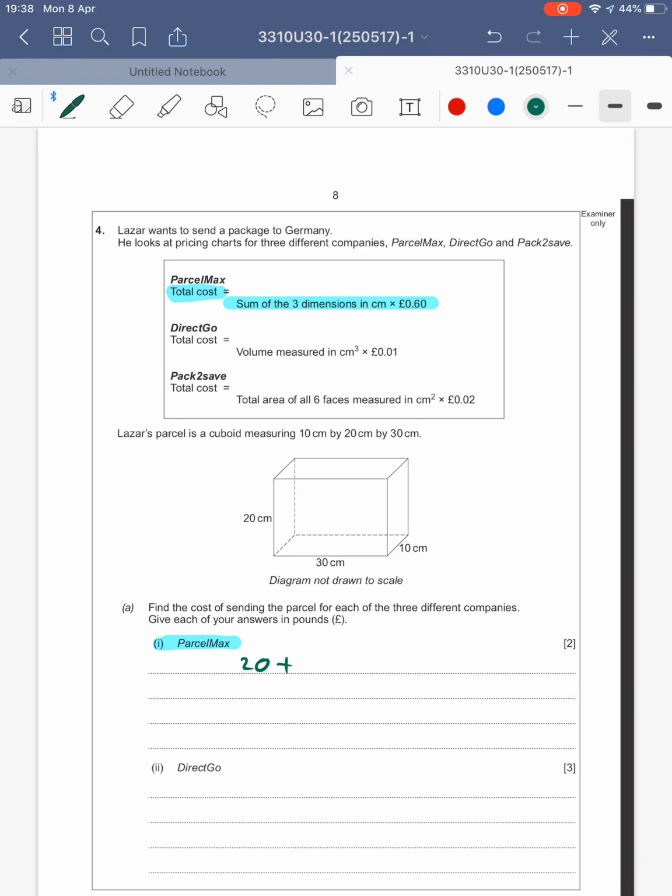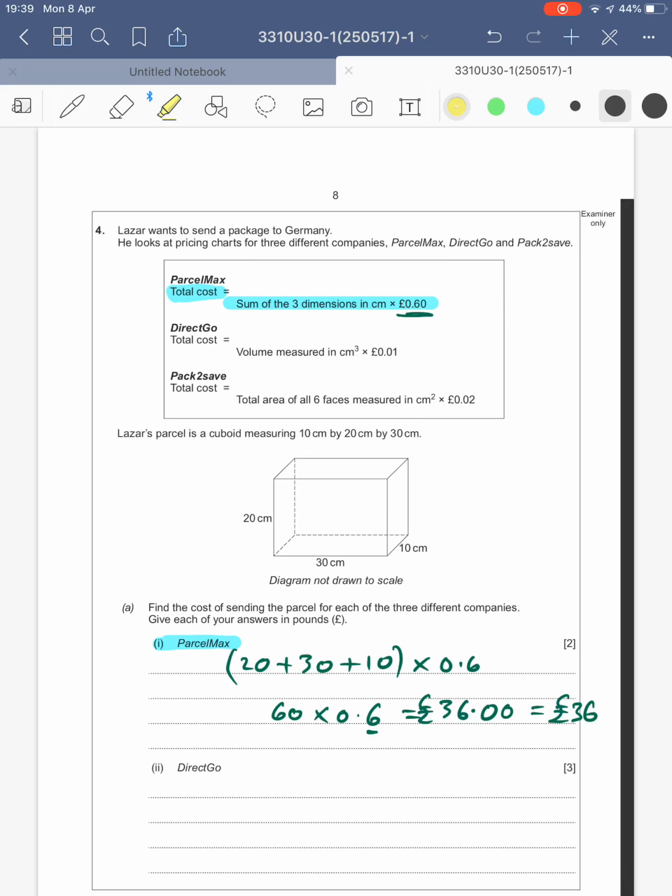So it's 20 plus 30 plus 10, and then we've got to times that by 0.60, or 60 pence, well 0.6. So really what we're doing is 20 plus 30 plus 10 is 60, so we're doing 60 times 0.6. We can ignore the decimal point and just do 6 times 60, which is 360. And then you've got 1 number after the point there, so I need 1 number after the point in my answer, so my point would go there. So that would be 36.0 or 36.00, which really is just £36.